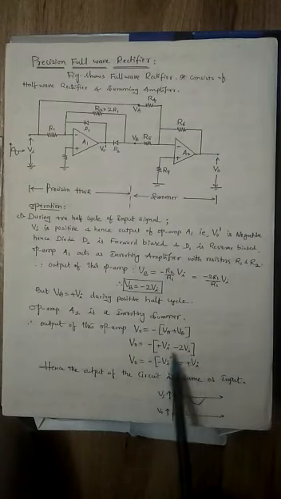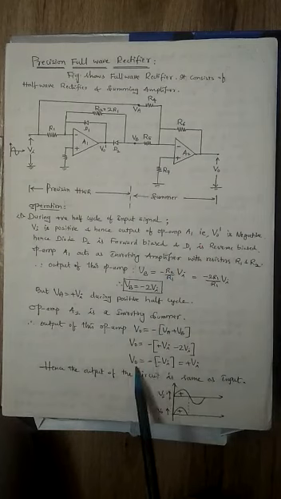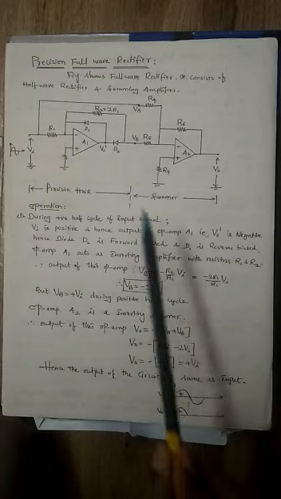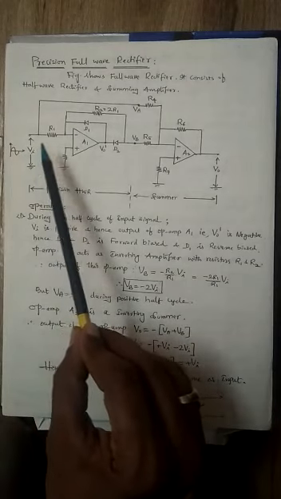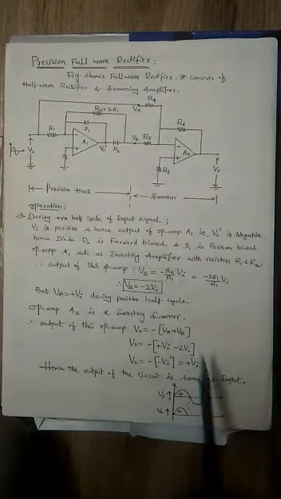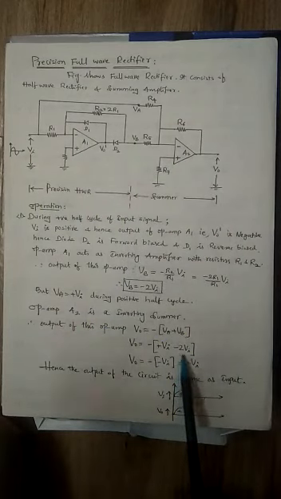Substitute here. Simplify. You get V naught equal to plus Vi. So during the positive half cycle of the input signal, output is equal to Vi only. So V naught equal to Vi during positive half cycle.